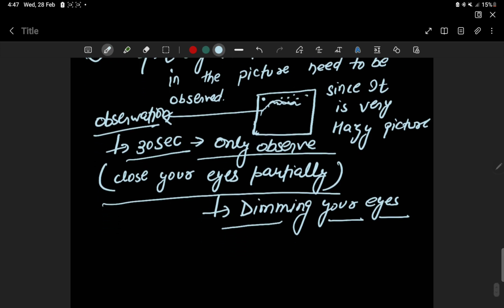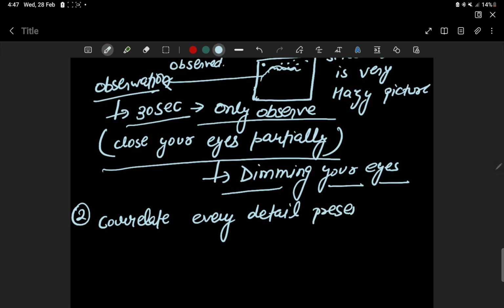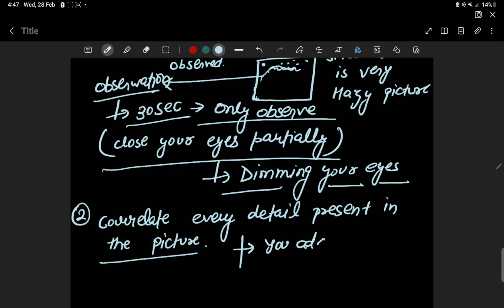While you observe the picture carefully for 30 seconds, it will be easy to make a good theme and correlate the picture. Now the second action is to correlate every detail present in the picture. Correlation means that you add every detail in the story.